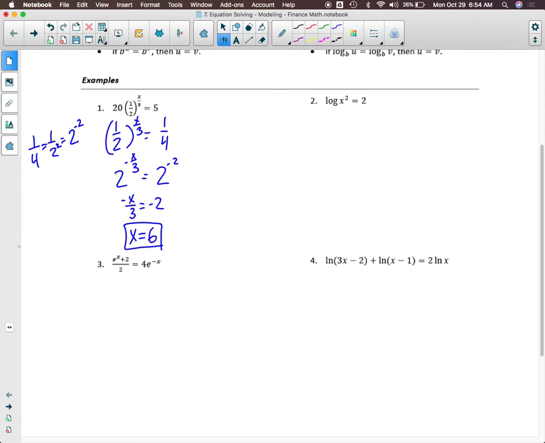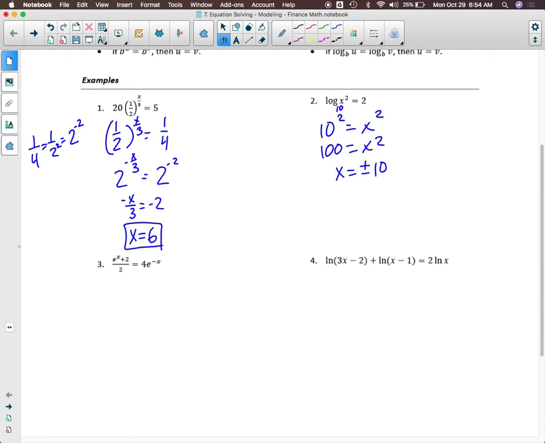In example 2, I think what we want to do is just switch forms. So let's just switch this into exponential form. This says 10 to the second power equals x squared. Okay, so that's 100 equals x squared. So x is going to equal plus or minus 10.